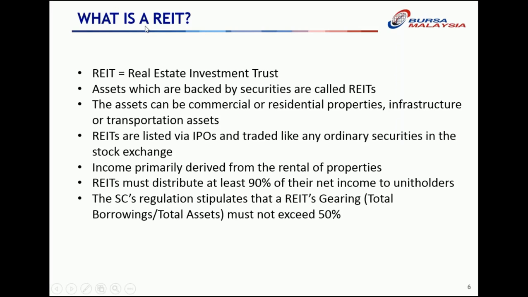REITs are also listed via IPOs and traded like any ordinary securities in the stock exchange. Income primarily is derived from the rental of properties. REITs must distribute at least 90% of their net income to unit holders. That is why it is very attractive for people who want to adopt a very long-term view in terms of investment, because all REITs under the regulations here have to distribute at least 90% of their net income to unit holders.